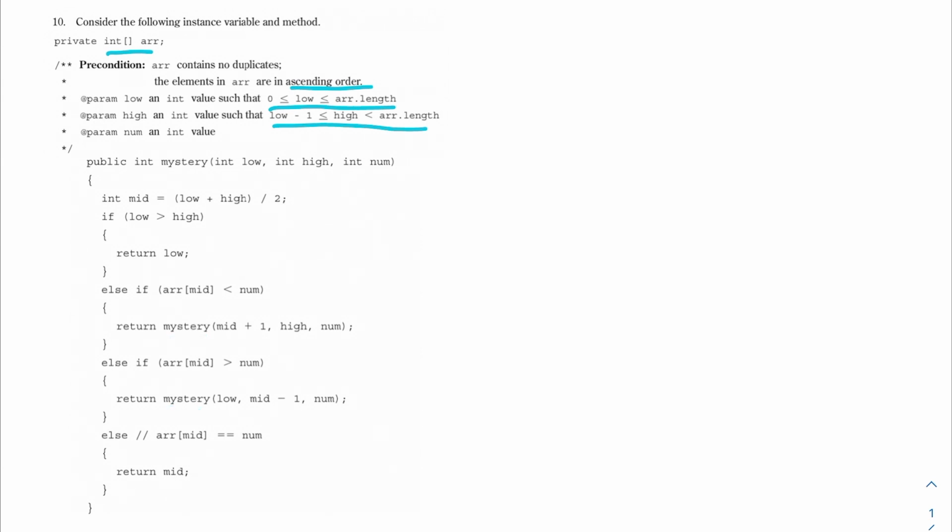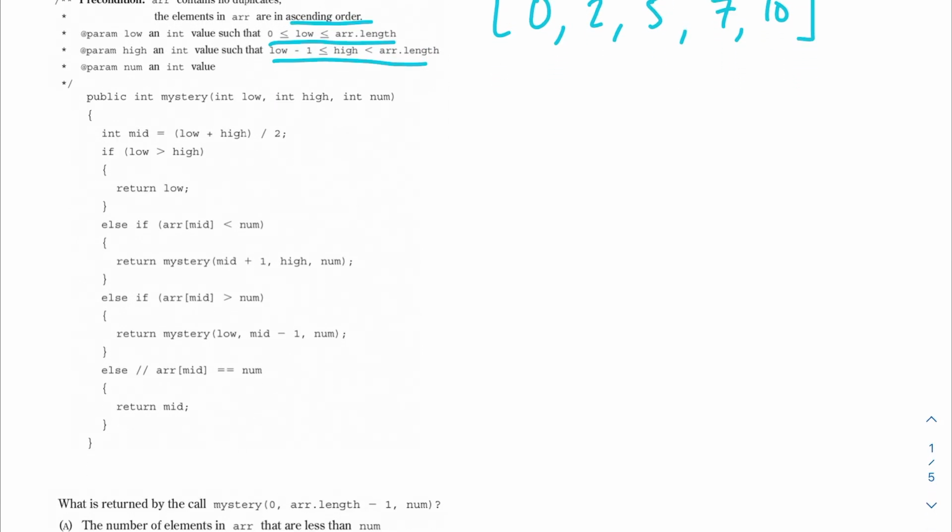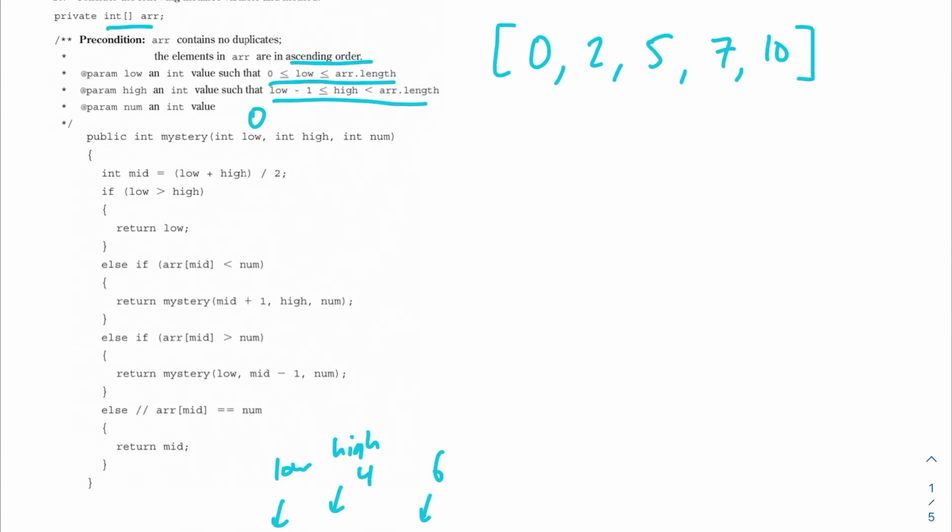So let's say that our array is 0, 2, 5, let's say 7, 10. Okay, let's say that's what our array is, and we're being passed in 0 as our low, array.length - 1 as our high. So that would be, if we have 5 elements in our array, this would be 4, and then num would be, let's just say, 6, for example. Okay, so we're calling mystery with 0, 4, and 6. So let's go ahead and figure out what this mystery code is doing by running through this implementation.